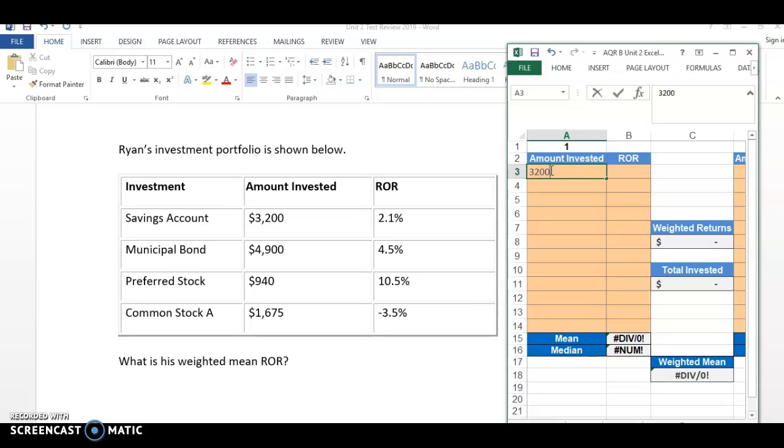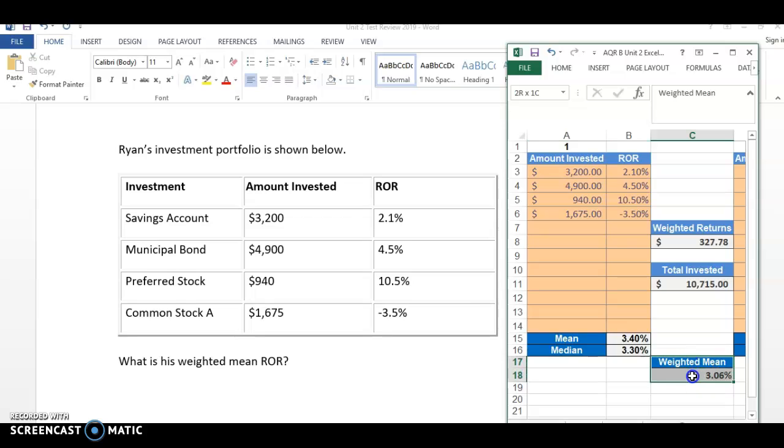So $3,200. The ROR is 2.1%. Then $4,900 at 4.5%. $940 at 10.5%. And $1,675 at negative 3.5%. So when I do this right here, we're looking for the weighted mean.